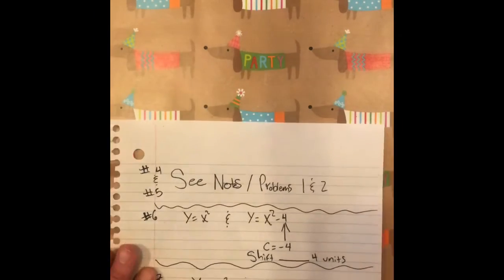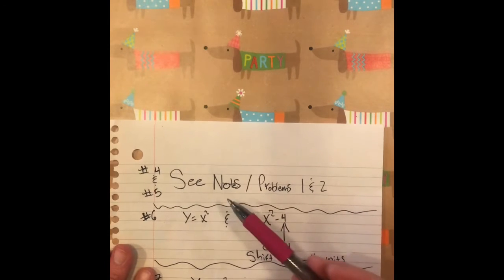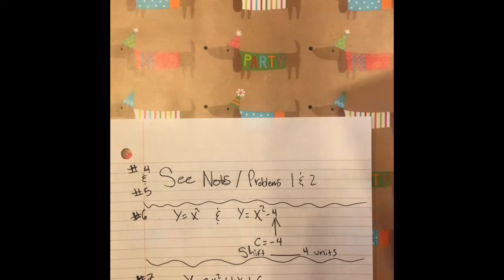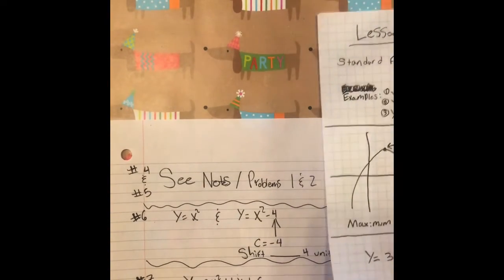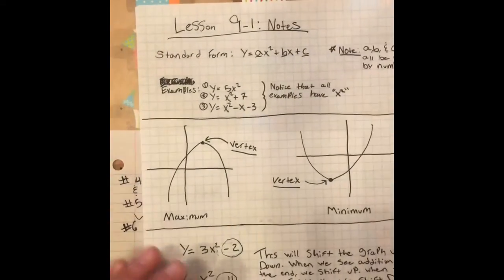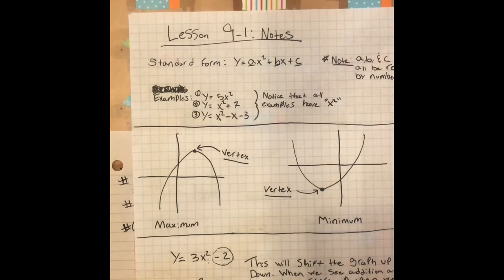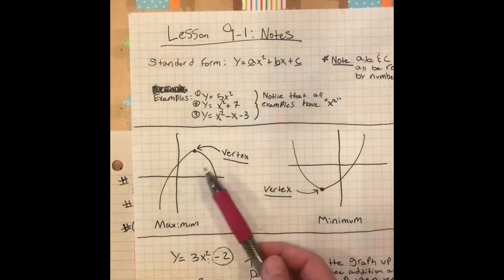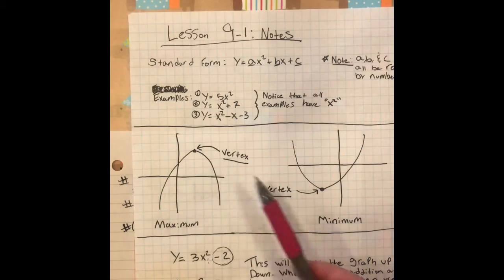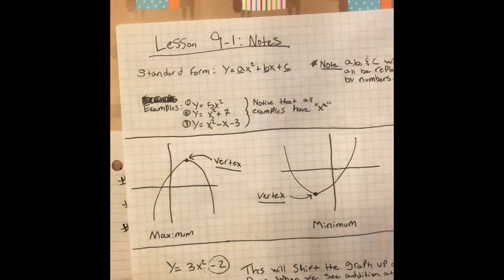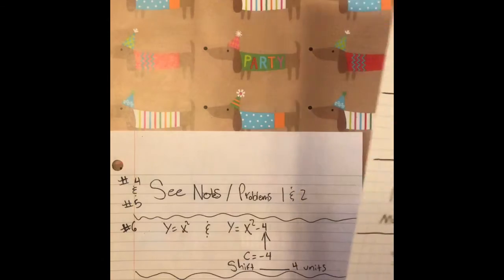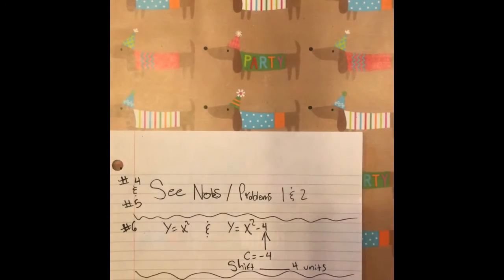So, question 4 and 5. I want you to see the notes. What notes? These ones. And problems 1 and 2. It's the same thing. Problem 4 and problem 5 ask you to find the vertex and tell whether it's a maximum or a minimum. Well, look at number 4. Does it match this one or this one? And then count the points. Question number 5. Does it match this one or this one? And then for the vertex, count to the point. Okay? So that's what I meant by check the notes.